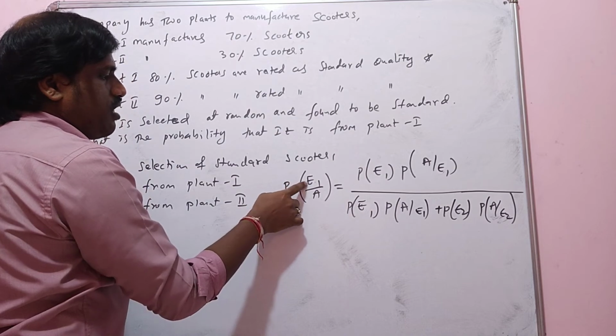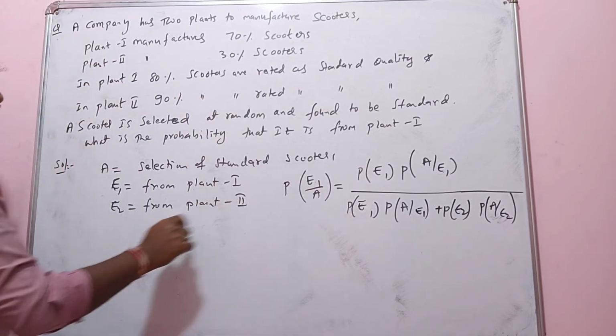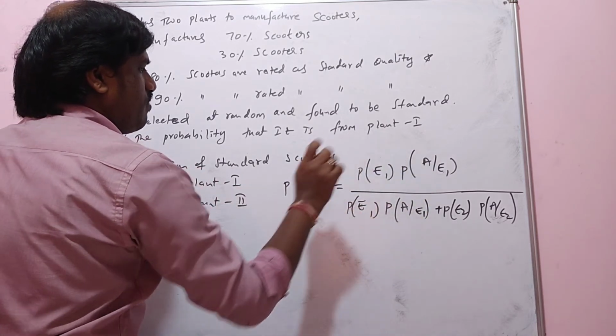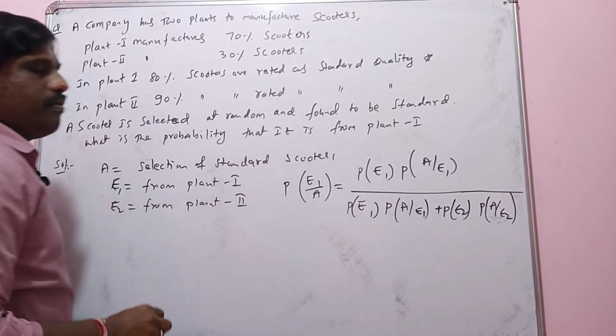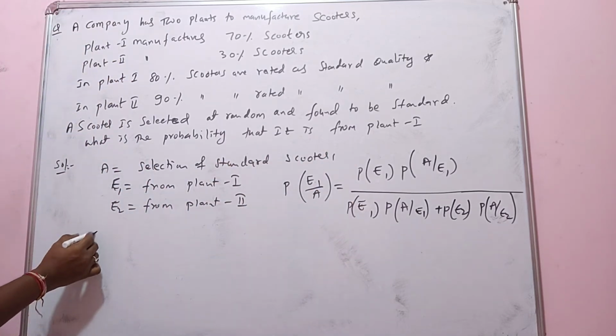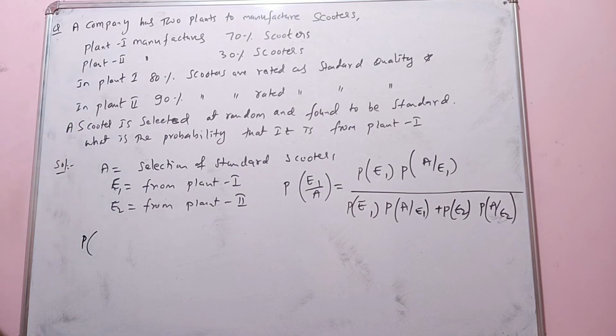So the probability that it is from plant 1 is probability of E1 by A, which equals probability of E1 into probability of A by E1, divided by the total. This is Bayes theorem, and we are going to apply it. Now, what I have to find here is the probability of E1. E1 means what?